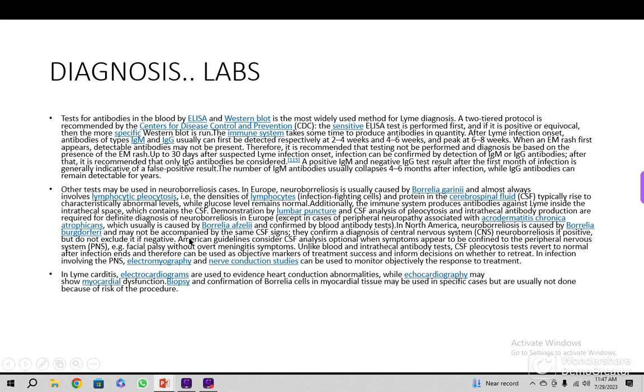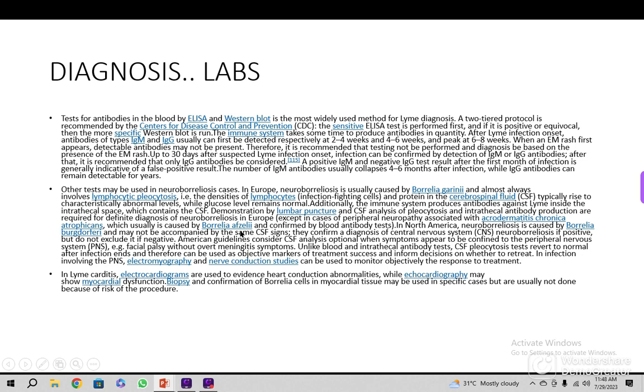Other tests may be used in neuroborreliosis. In Europe, neuroborreliosis is usually caused by Borrelia garinii and almost always involves lymphocytic pleocytosis on CSF examination. The density of lymphocytes, infection-fighting cells, and protein in the cerebrospinal fluid rises in the intrathecal space, which contains the CSF. Demonstration by lumbar puncture and CSF analysis of pleocytosis, that is the presence of WBCs, here lymphocytes, and intrathecal antibody production are required for the definite diagnosis. You do the ELISA for the CSF and you can diagnose it. A definite diagnosis can be made in Europe specifically.